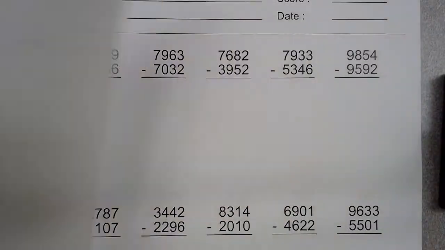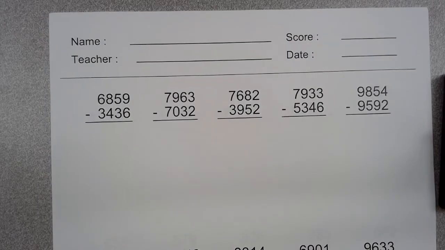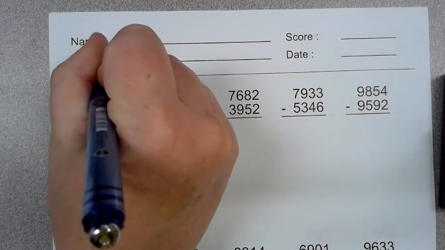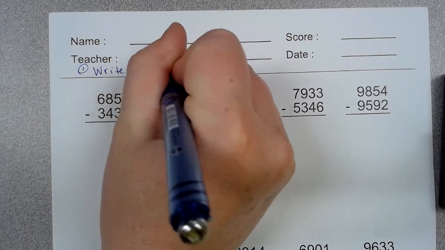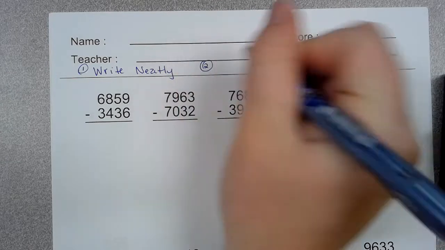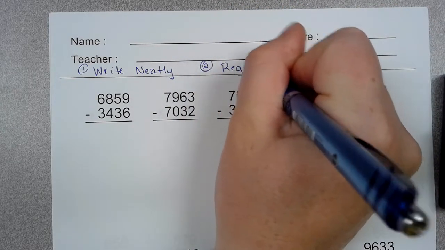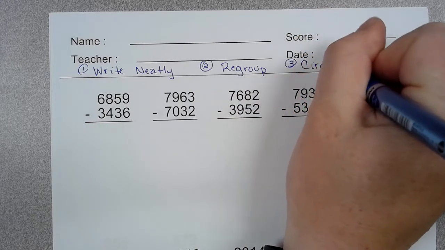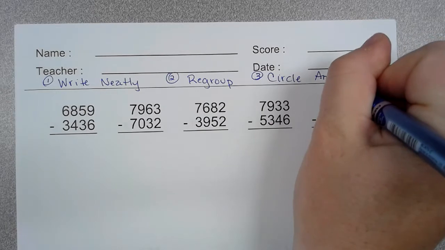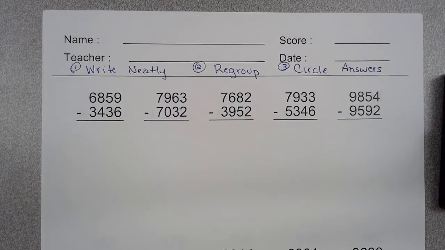Subtraction, you have about 15 problems. Remember, write neatly. And then regroup. And then number three, circle answers. You may or may not need to regroup. I'm just saying.